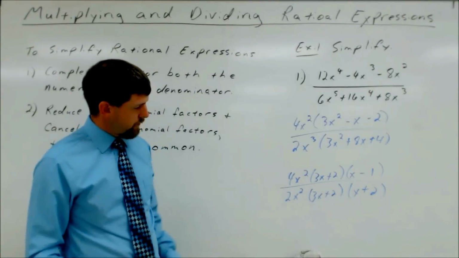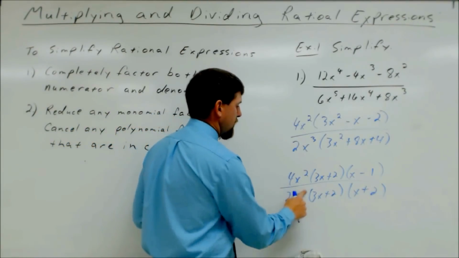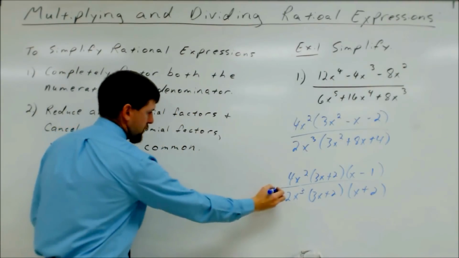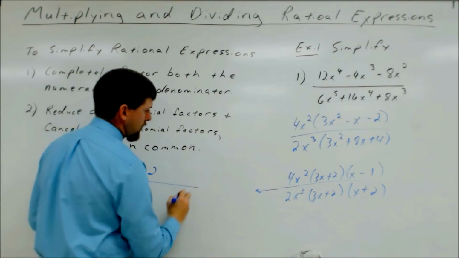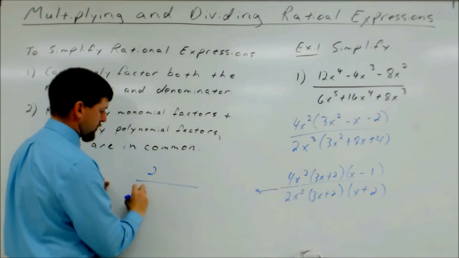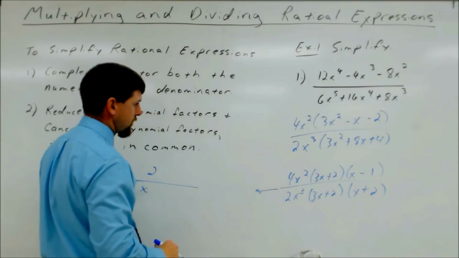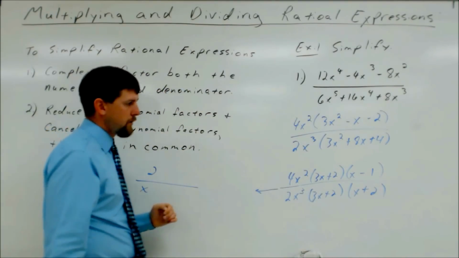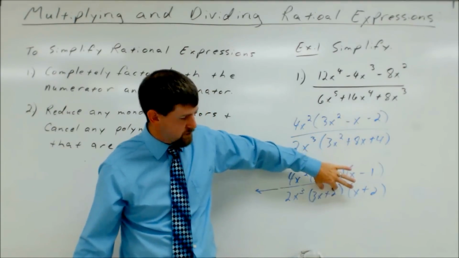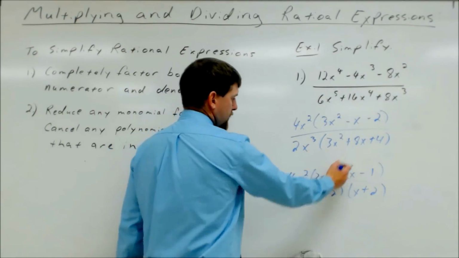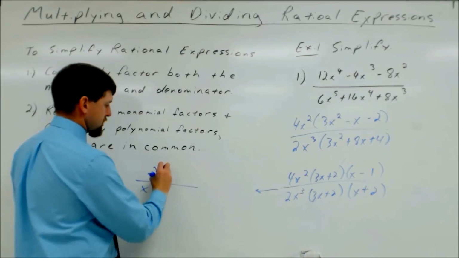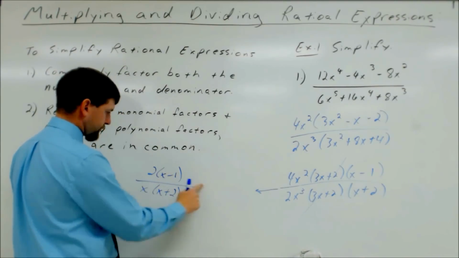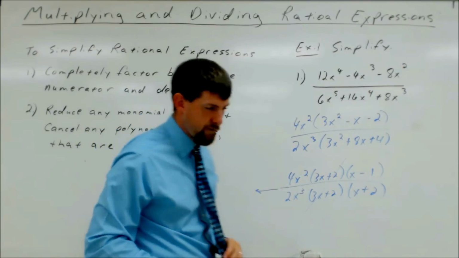So 4x squared over 2x cubed. 4 over 2 reduces to give me 2. X squared over x cubed reduces to give me an x in the denominator. And are there any polynomial factors that are in common? Yes, we can see right here 3x plus 2 and 3x plus 2, they would cancel out, and that would leave me just an x minus 1 and an x plus 2. So this is our final simplified form.